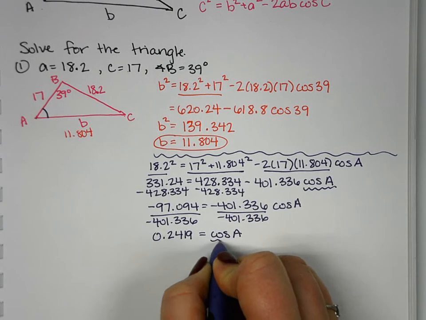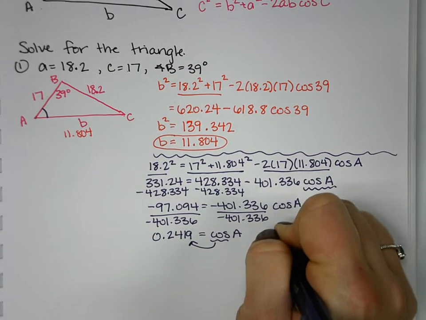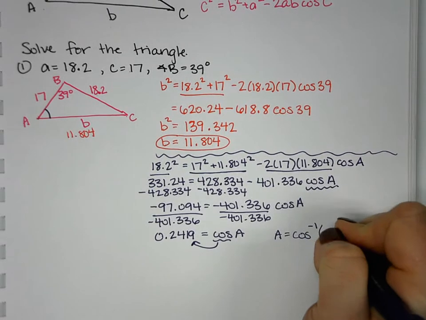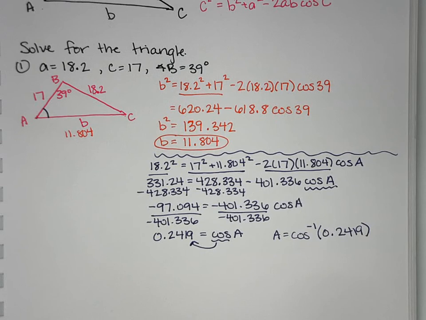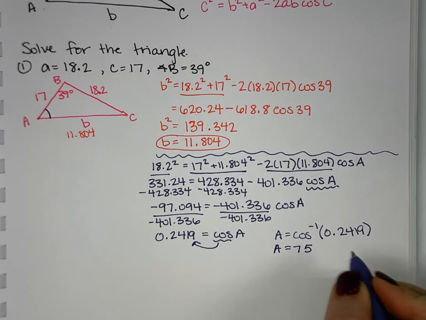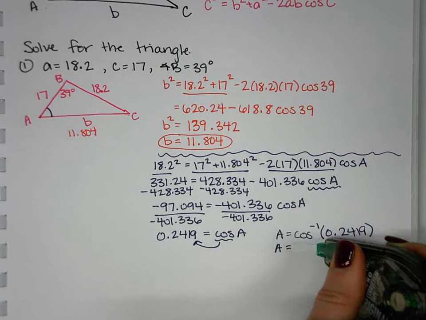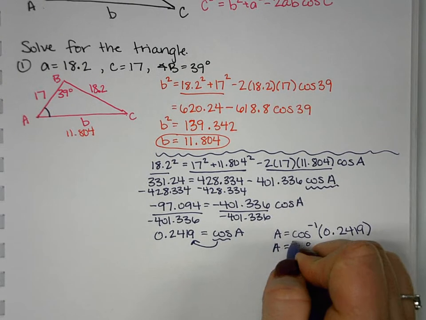So now to solve for A, to move that cosine to the other side, we have to inverse it. A is going to equal the inverse cosine of 0.2419. Going back to my calculator, inverse cosine of 0.2419, and we get 75.999, so that'll be 76 when we round for angle A.